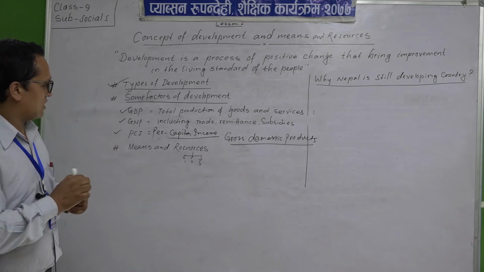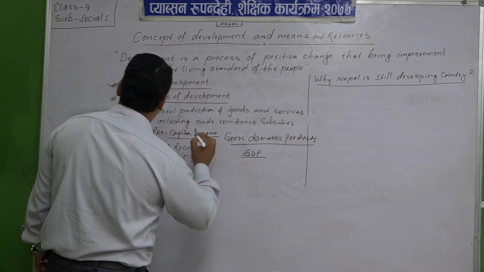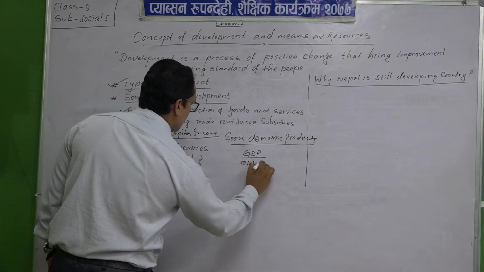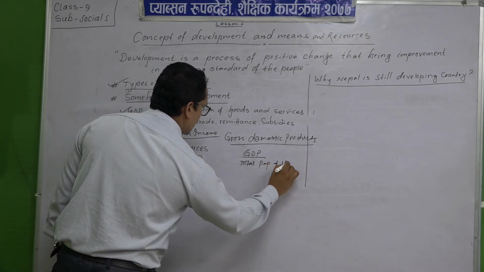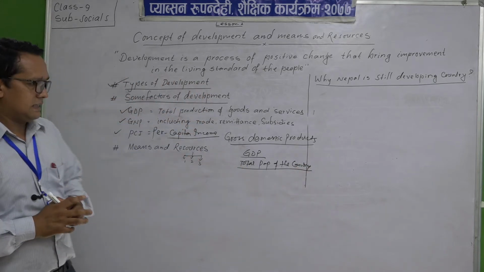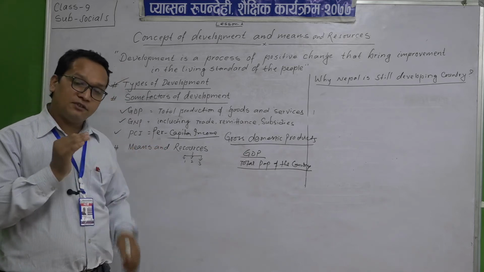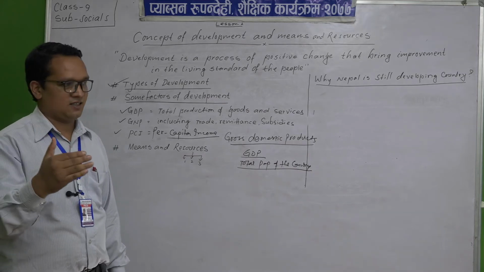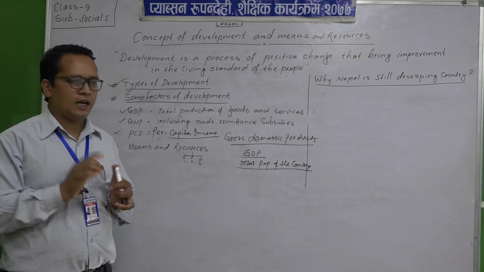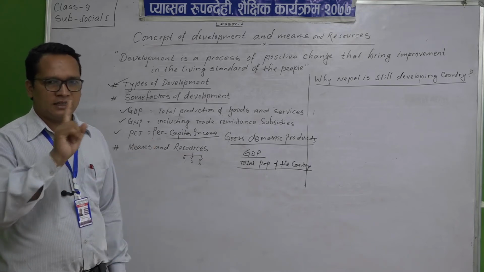How to find out the per capita income? GDP divided by the total population of the country. By this calculation we will find out our per capita income. If the per capita income is highest or good in a country, can that country be a developed country, or can all the people be rich in that country? That is not so.